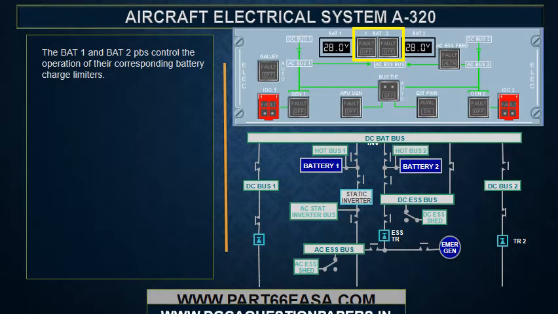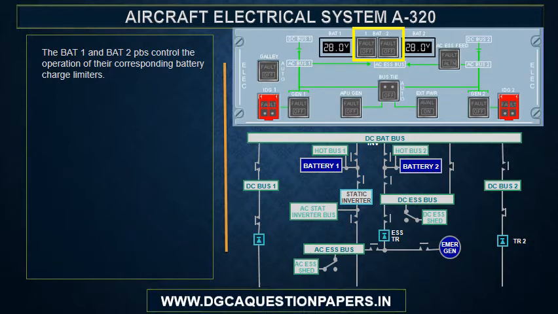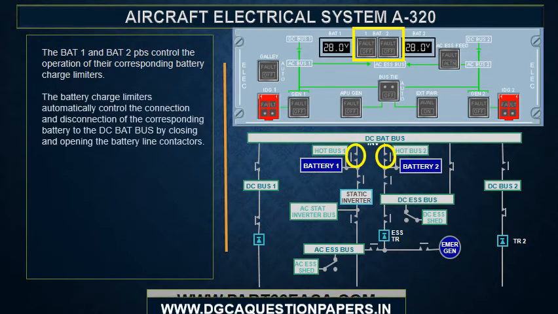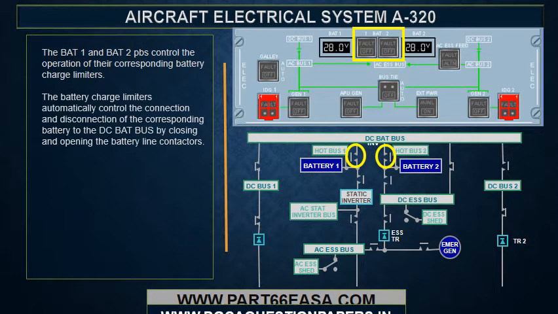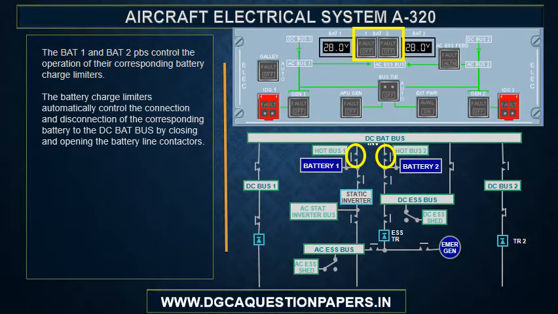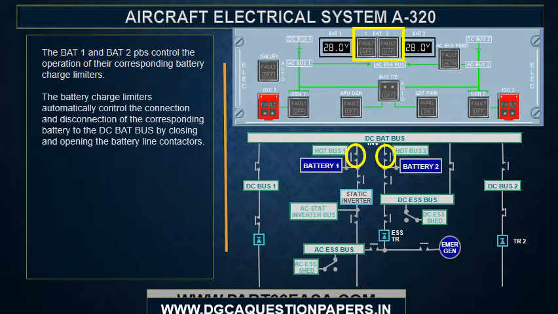The BAT1 and BAT2 push buttons control the operation of their corresponding battery charge limiters. The battery charge limiters automatically control the connection and disconnection of the corresponding battery to the DC BAT bus by closing and opening the battery line contactors.